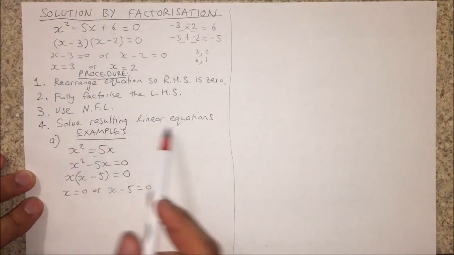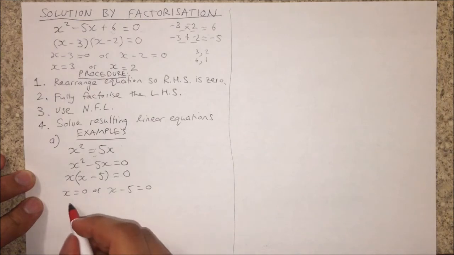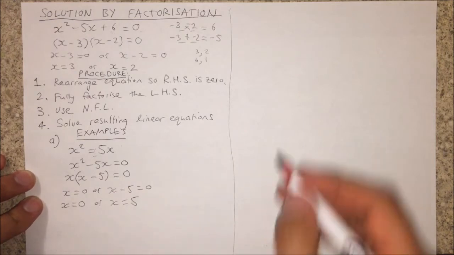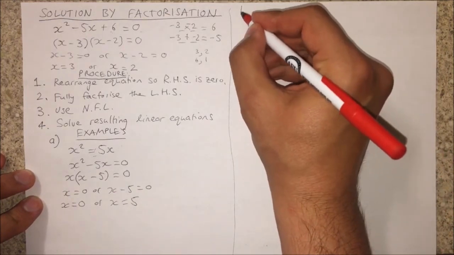And then last step, we're going to solve these equations. So this one's already solved, so either x equals 0, and then to solve this equation, we're going to add 5 to both sides, so x equals 5. Now, I'm going to do a couple more examples.